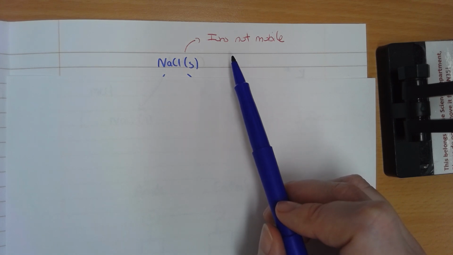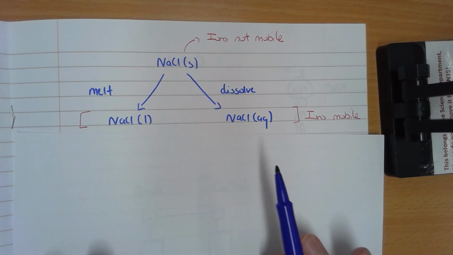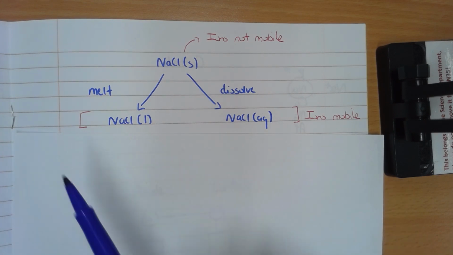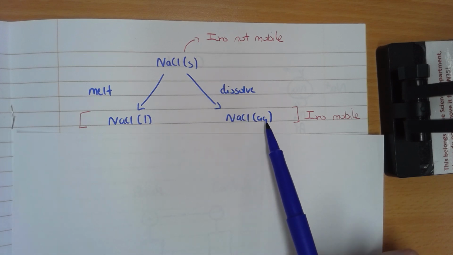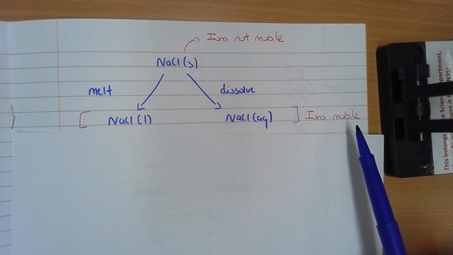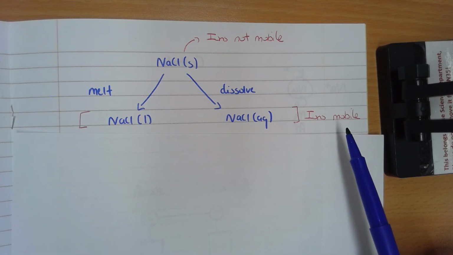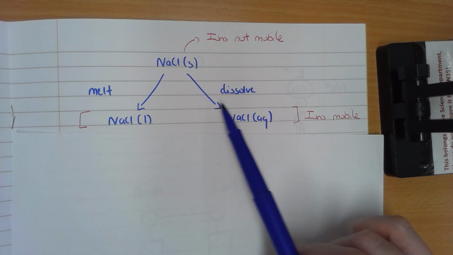For electrolysis to work, you need to either melt your ionic compounds or dissolve them. When we melt them, we just say that they are liquid. When we dissolve them, we say they are aqueous. And in these states, the ions are mobile and they conduct electricity. Often it's dissolving that's used.